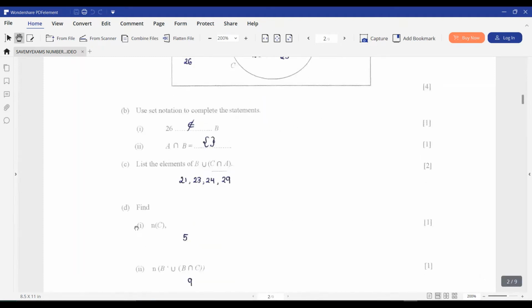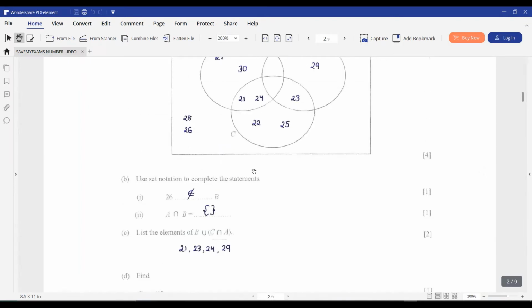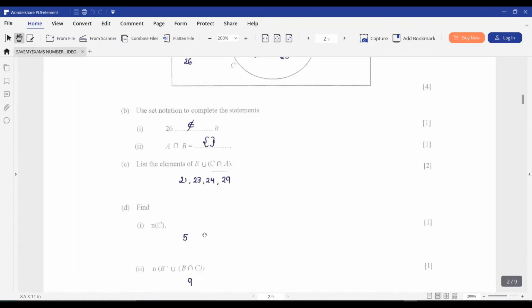Find the number of elements in C. So all the elements in this circle C are counted. So 1, 2, 3, 4, and 5. So the answer is 5.